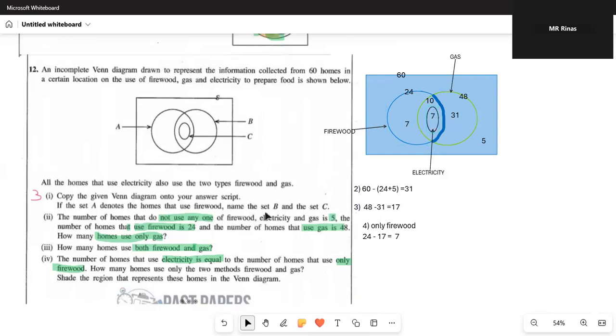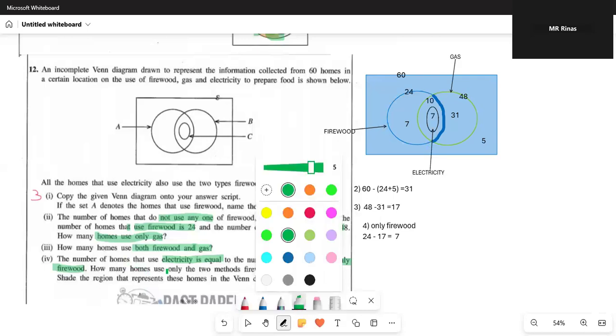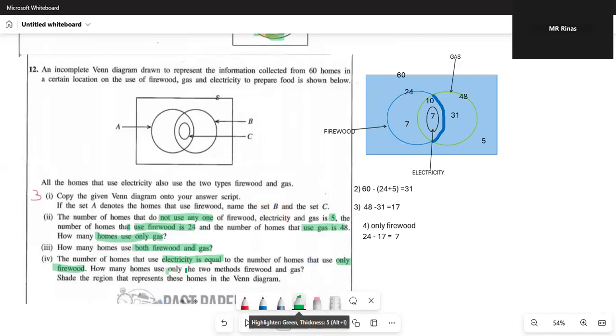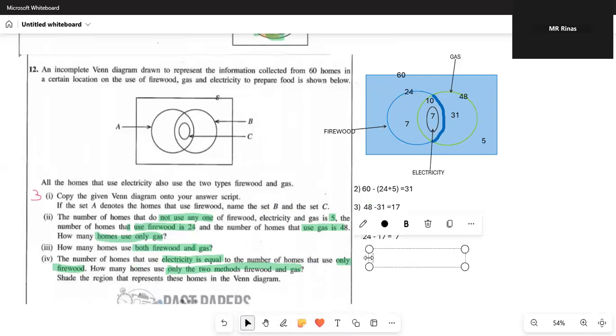Now we'll come to the question again. How many homes use only 2 modes? Only 2 modes, firewood and gas. So that is also, that is 7, right? So in the question you have to mention that one also. So the question is only firewood and gas, then equal to 17 minus 7 is equal to 10. Okay, so that is the answer.